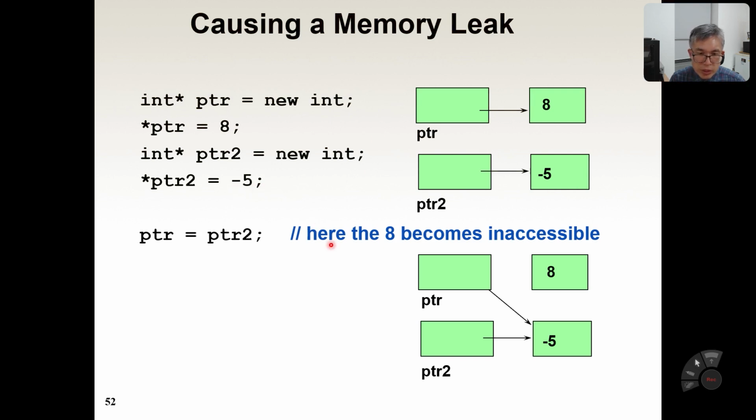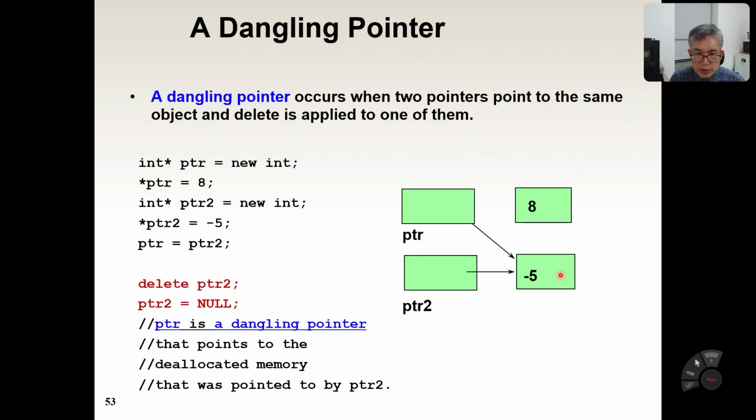Okay, so in this case we update ptr: the variable's address value is set to ptr2's address value, right? So both point to this one, but this other one cannot be accessed. So it is called a dangling pointer. A dangling pointer occurs when two pointers point to the same object and delete is applied to one of them.